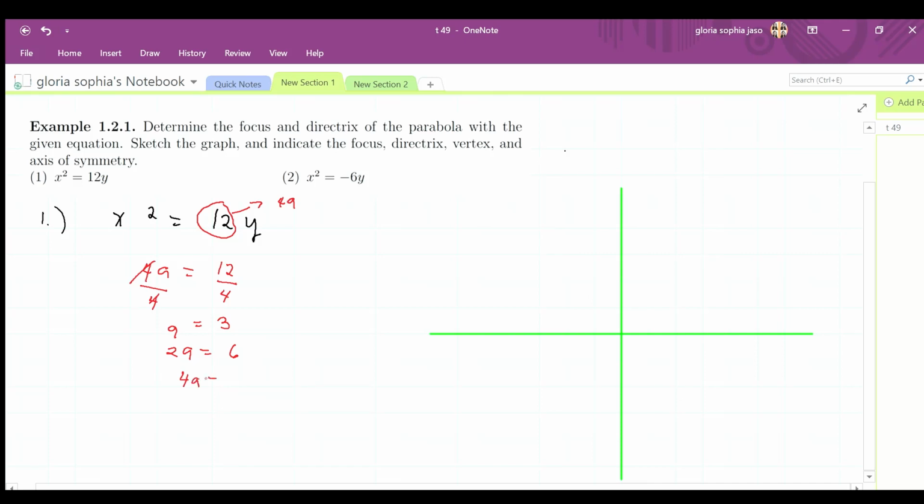So our 2a is 2 times 3, so that's 6. And our 4a is 3 times 4, so that's 12. So this will be our distance from focus to vertex, or from vertex to focus, and the distance from vertex to our line, directrix. So let's graph it.